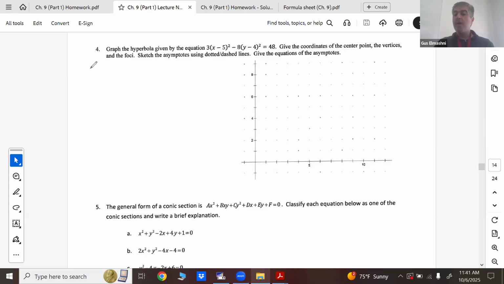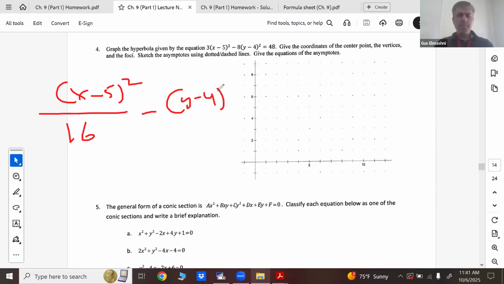All right, let's look at form 4. I'm going to divide everything by 48. Okay, let's divide everything by 48. So you should have this. And what do you have on the bottom of this one here? Yeah, that's a little nuts. So 5, 4 is over here. Move that.